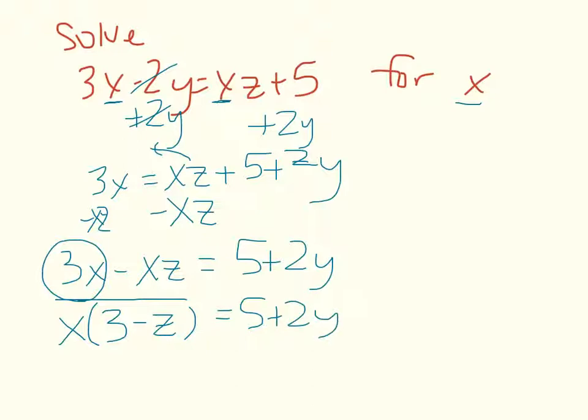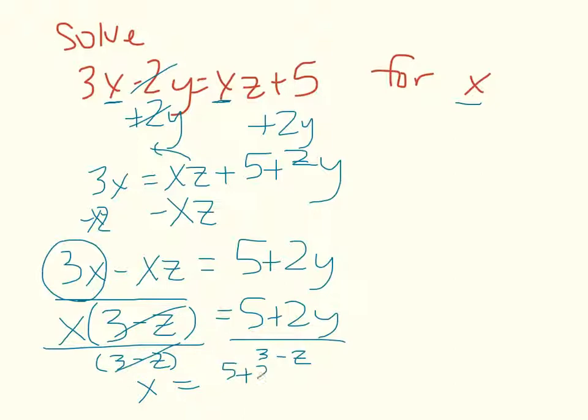So I kind of undistributed. Now if I distribute that x, which I'm not going to, I would have 3x minus xz. So I just undistributed that x to get it all by itself, and now I can divide both sides by 3 minus z, and I have x equals, because those cancel, 5 plus 2y over 3 minus z. And that is my simplified equation where I solved for the x.